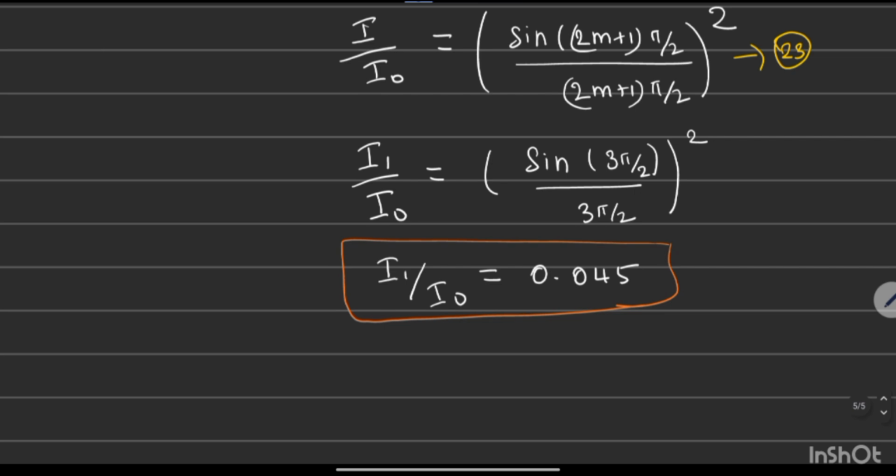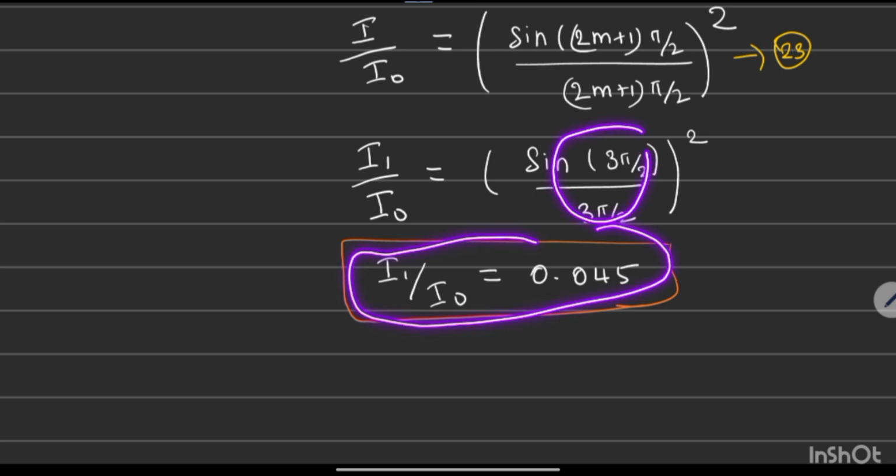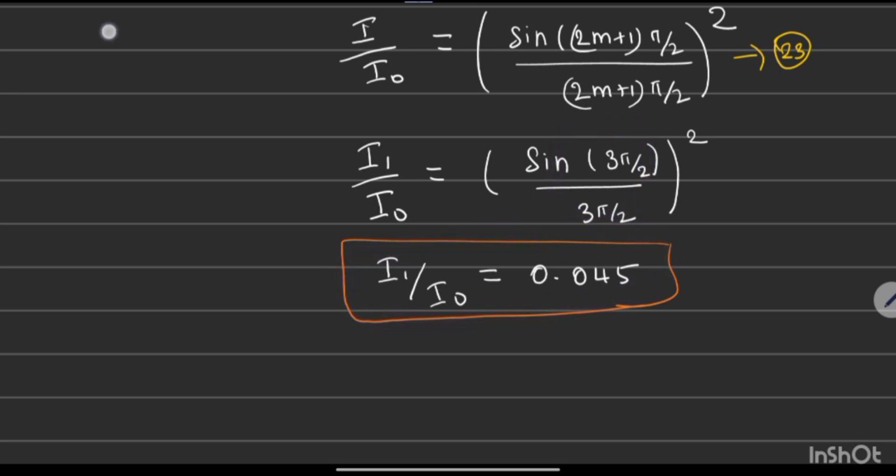So this relation is some sort of universal relation. Even if you do the experiment on some other planet like Mars or Saturn, you will get the same ratio. Here there is no dependence on any physical quantity. You will get exactly the same ratios of intensity.